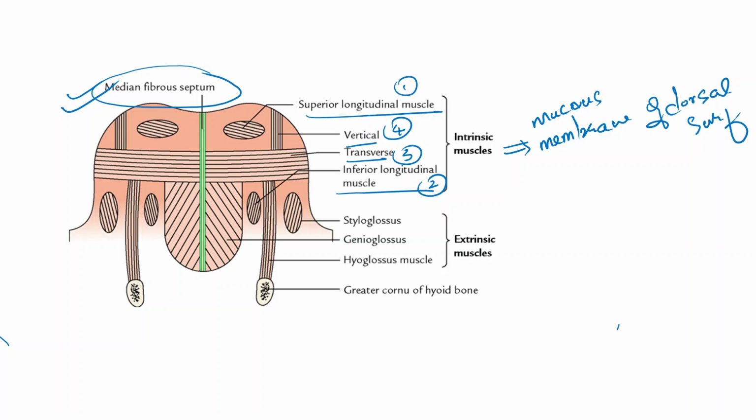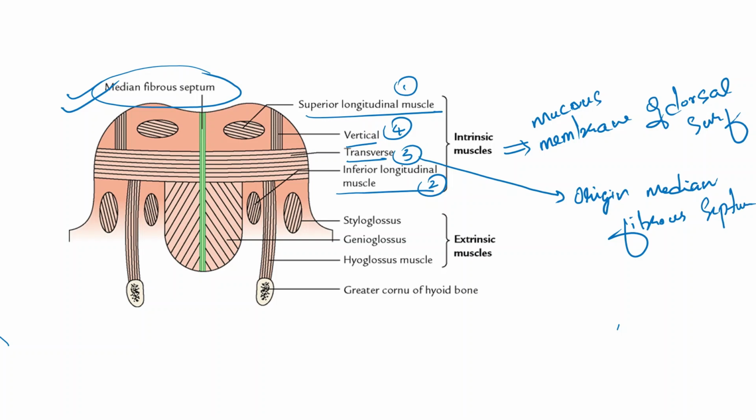Except one muscle, the transversus muscle. This transverse group of muscle takes its origin from the median fibrous septum. So the origin of the transversus linguae is from the median fibrous septum. Other than this transverse group of muscle, all the muscles take their origin from the mucous membrane under the substance of the tongue.